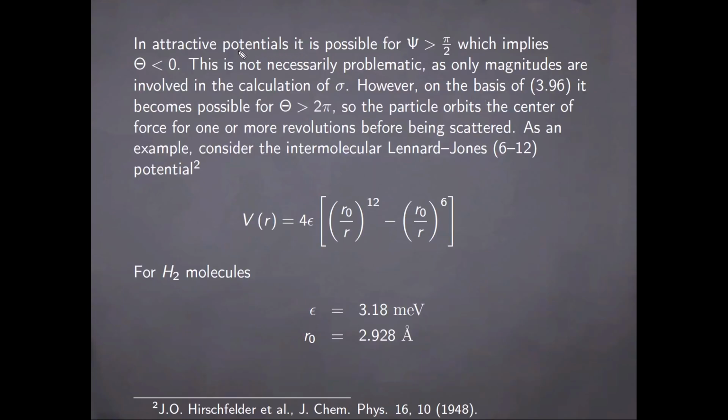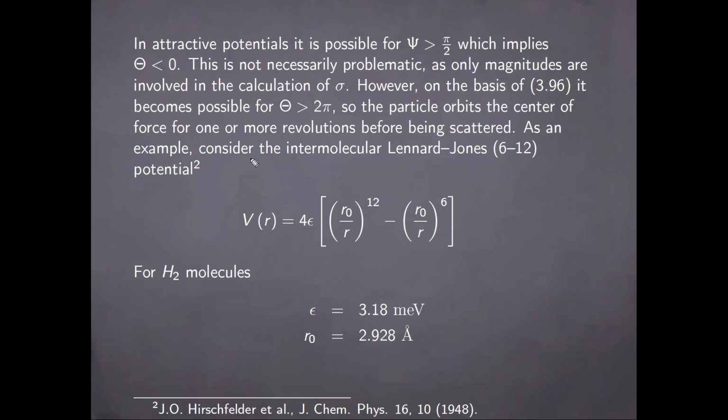In the case of attractive potentials, it is possible for the angle psi to be greater than pi over 2, which would imply that the scattering angle itself is negative. This is not necessarily problematic, as only magnitudes are involved in the calculation of the differential cross-section. However, on the basis of equation 396, it becomes possible for the scattering angle to be larger than 2 pi, which effectively implies that the particle orbits the center of force for one or more revolutions before being scattered.